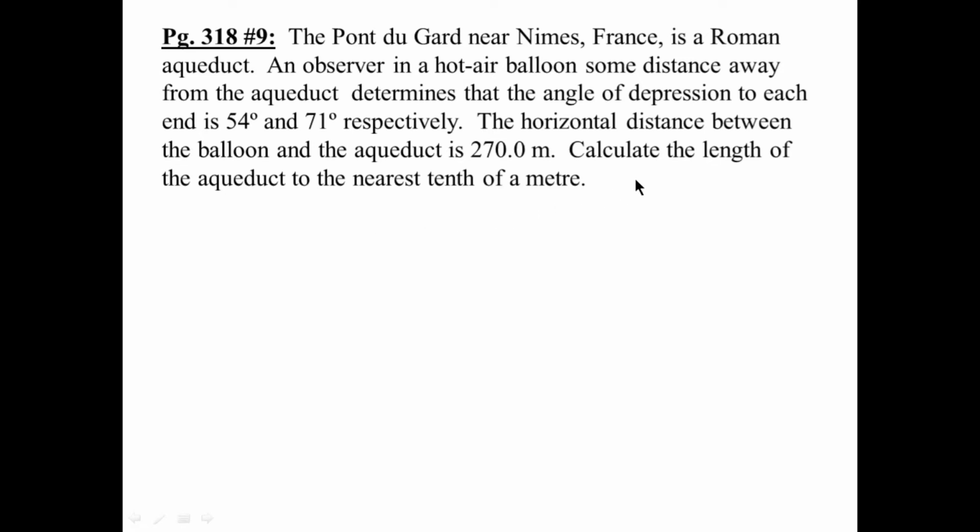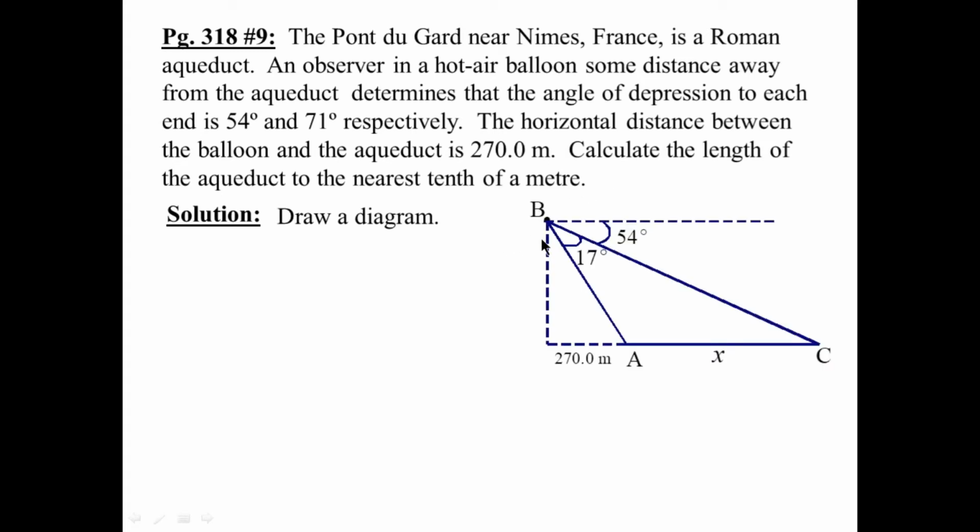To do this, we're going to need a diagram. Solution, draw a diagram. Now, a common mistake, see, I put B for balloon. The balloon is at this point. A common mistake is to put the balloon somewhere between A and C, over around in here. But it says very clearly from some distance away. So B is displaced over here somewhere.